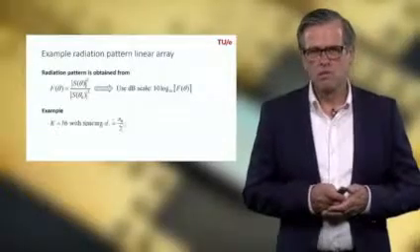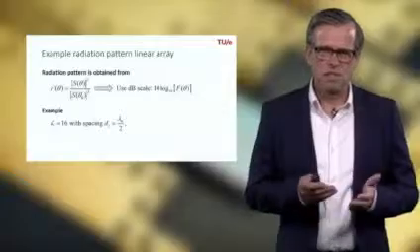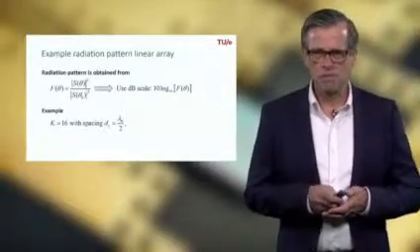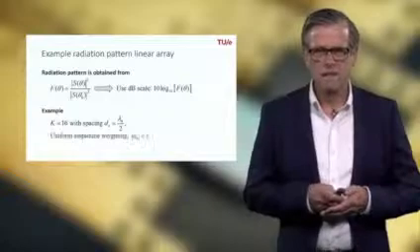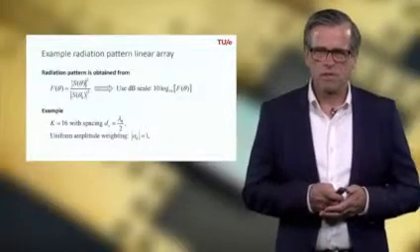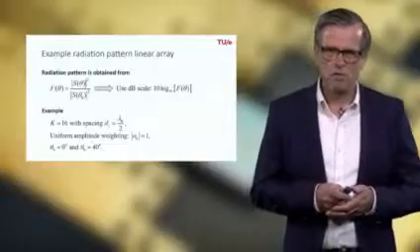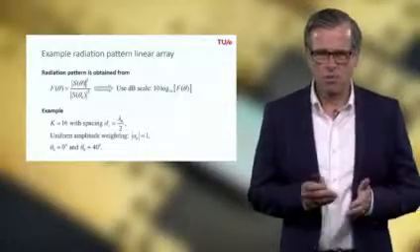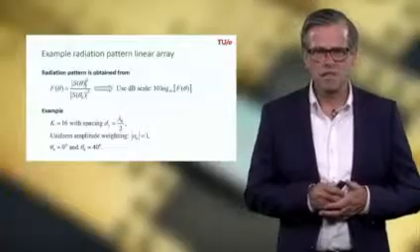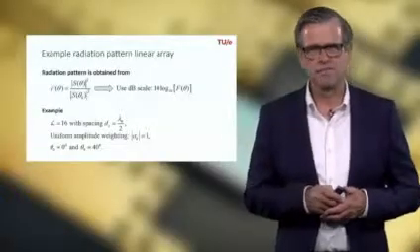Now, the example we're going to look at is an example with 16 elements with a spacing of lambda over 2, so half wavelength. And we're going to consider a uniform amplitude weighting of the electronics. And we're going to consider two cases. The first one is broadside scan, so theta naught is 0. And the second case is scanning towards an angle of 40 degrees.